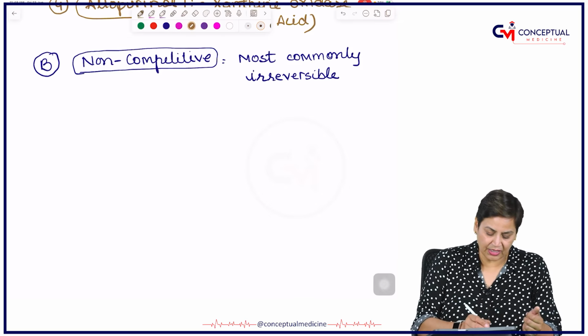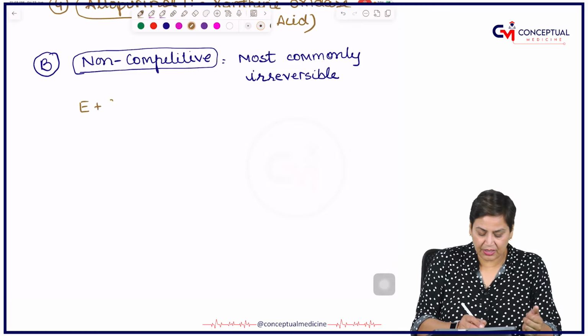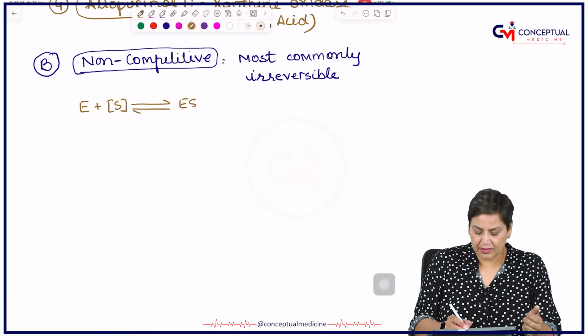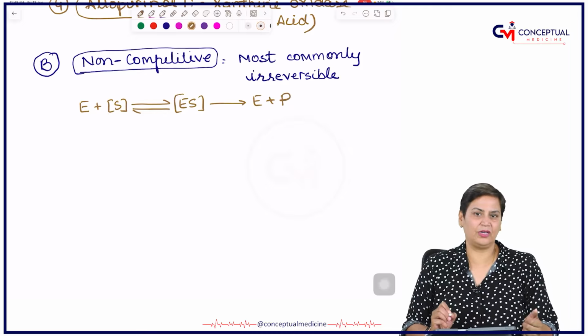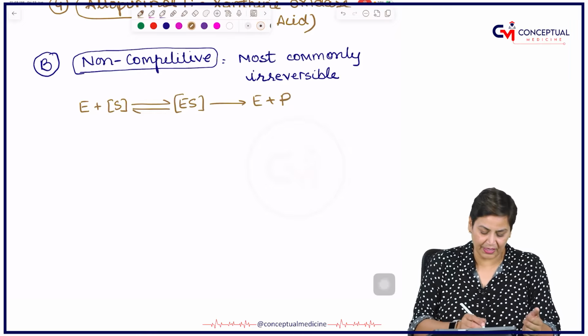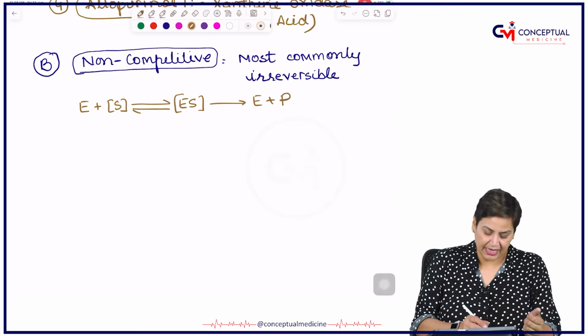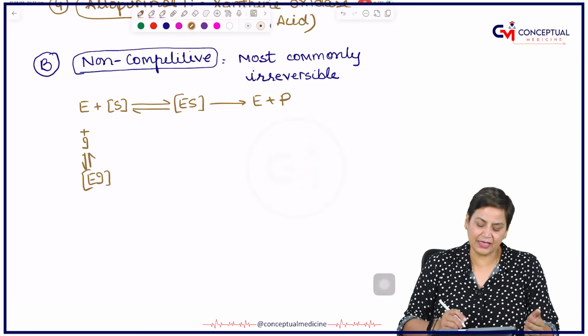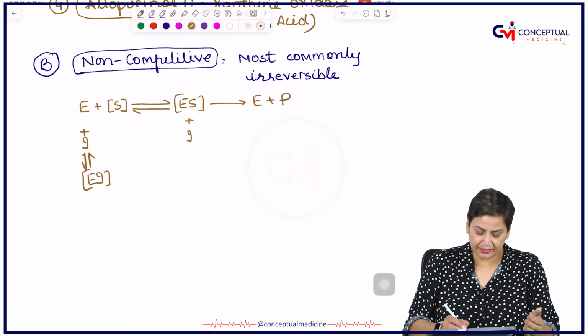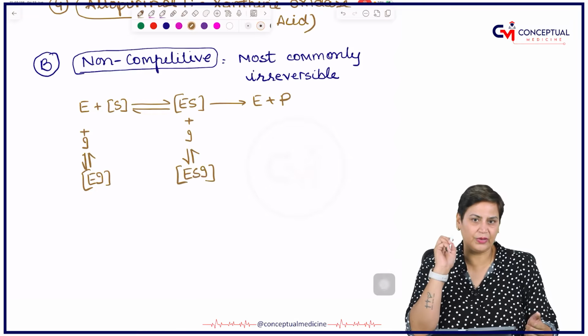If I write the equation, you saw in competitive inhibition, the substrate was combining with the enzyme forming the enzyme substrate complex. Now what happens in non-competitive, it is the wish of the inhibitor. The inhibitor may go and bind with the enzyme forming an enzyme inhibitor complex, or it can go and bind with this, forming an enzyme substrate inhibitor complex. So these can be the two situations.